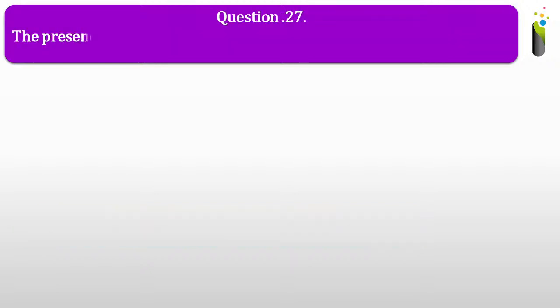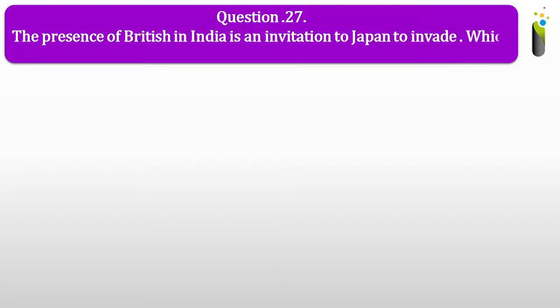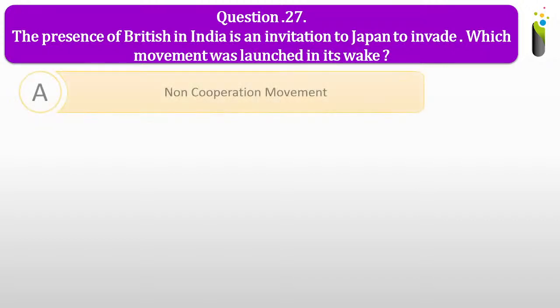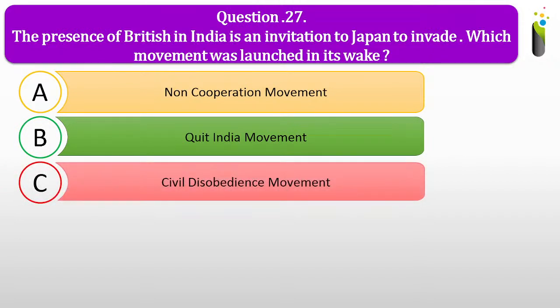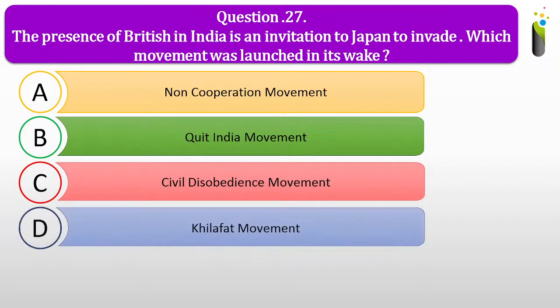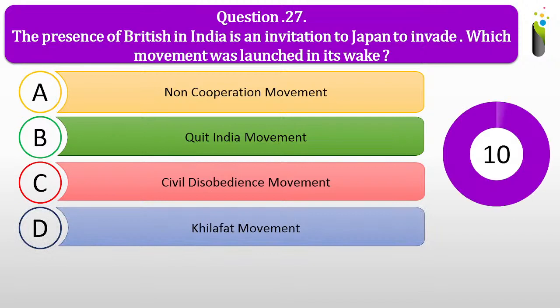Question number 27. Presence of British in India is an invitation to Japan to invade. Which movement was launched in its wake? A. Non-cooperation movement. B. Quit India movement. C. Civil disobedience movement. D. Khilafat movement.